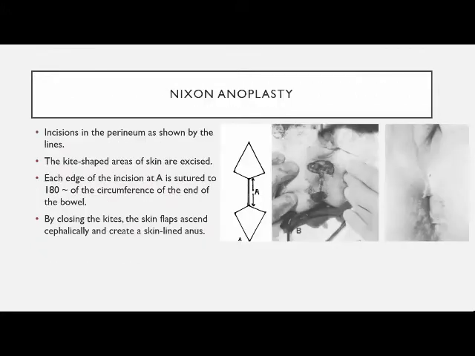Nixon's anoplasty is done as shown here. Incisions in the perineum are made around two kite-shaped areas of skin. They are excised, and each edge of the incision, as shown here, is sutured after rotating by 180 degrees to the circumference of the bowel end. A post-operative image is shown here. By closing these flaps, we create a skin-lined anus.